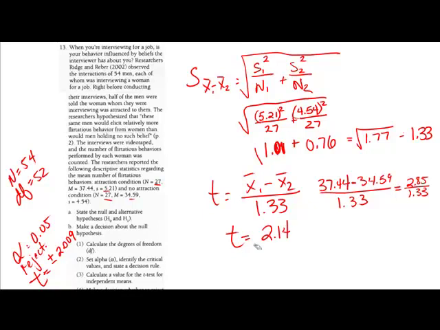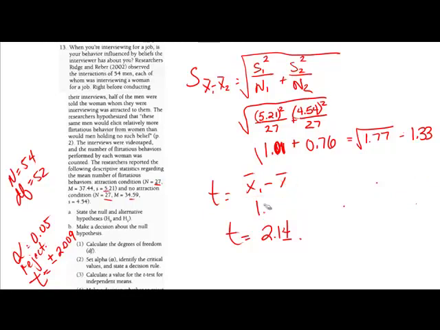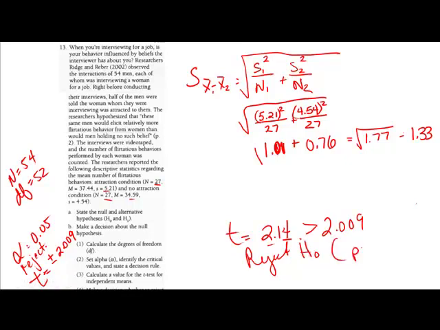Now, is 2.14 greater than 2.009? Yes. So it's greater than 2.009. Therefore, we reject the null hypothesis because the probability of this difference is less than 0.05, which was our decision rule. Okay.